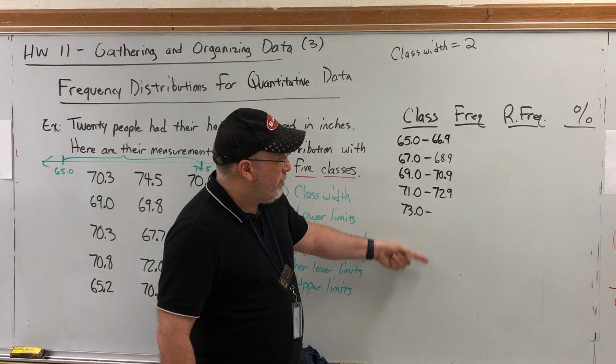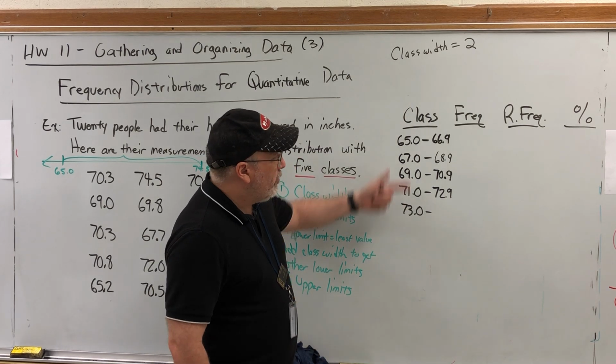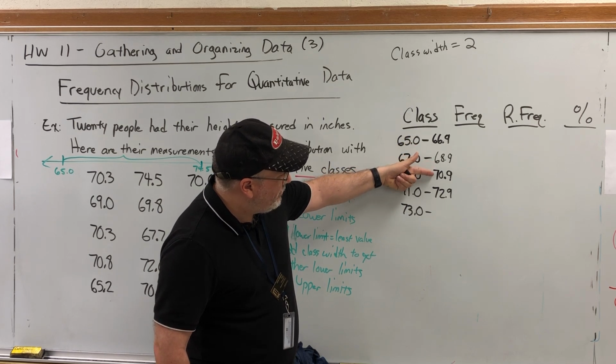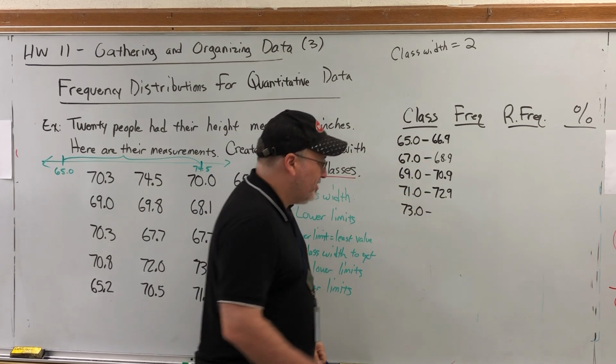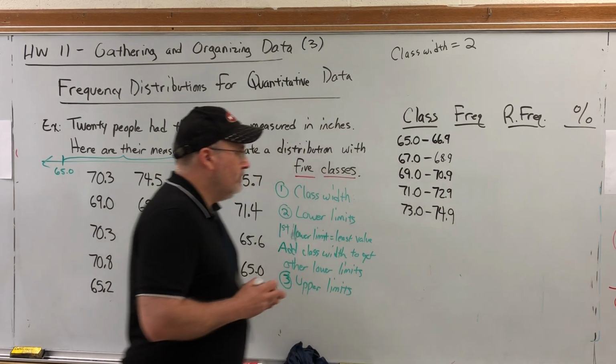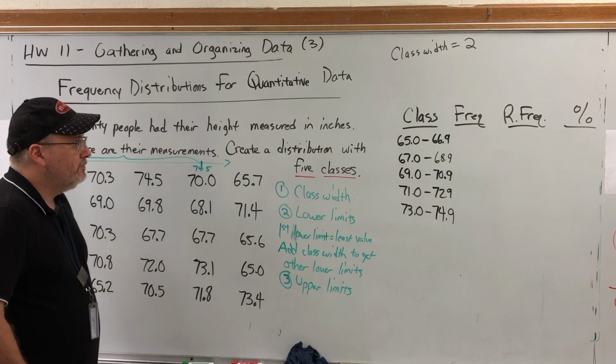Because the pattern in the upper limits is progressing by the class width also. In other words, if you add 2 to one upper limit, you get the next upper limit. So if we add 2 again, we get 74.9. We have 5 classes. They are all the same width.